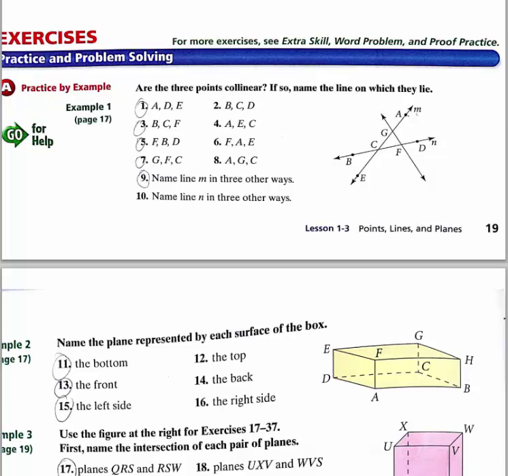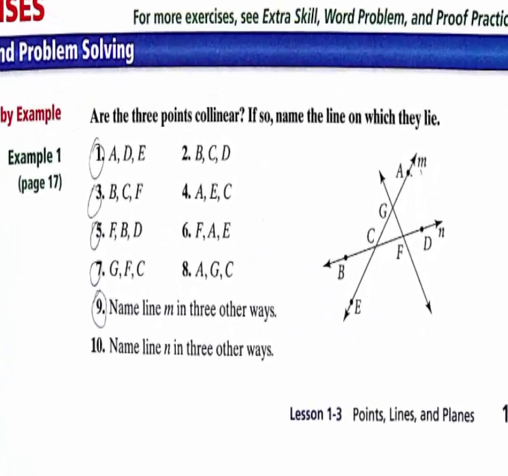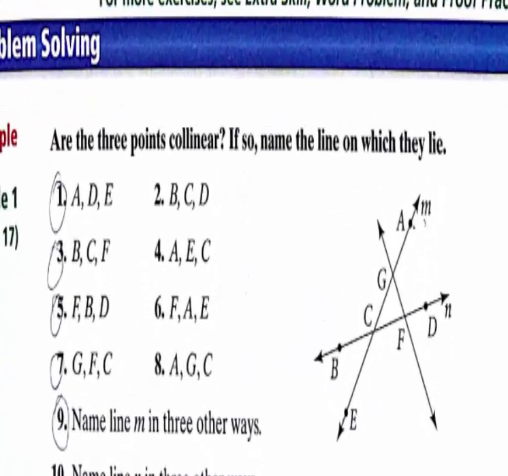I want to go over the first homework that you've been assigned for Unit 1.1, which is pages 19 and 20, 1 through 23. The first section says, are the 3 points given collinear? If so, name the line on which they lie. Now, I want to talk about the word collinear.